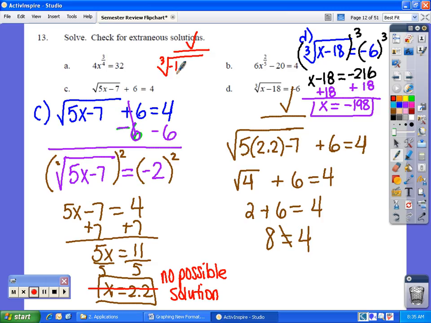Now, you can use your calculator to plug this in, making sure that all of this is in parentheses, and using math number 4 for the third root. So this becomes the third root of negative 216, which is equal to negative 6. So letter D does check. So the only one out of these 4s that did not check was letter C.